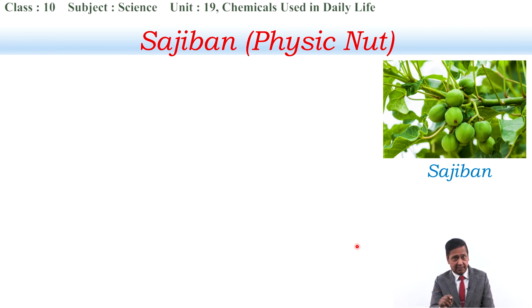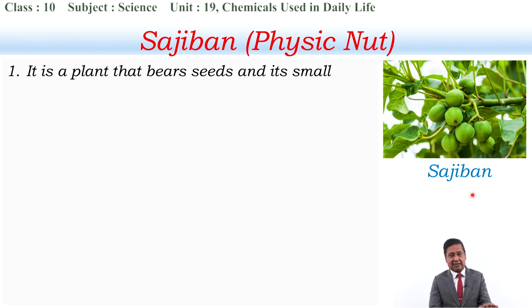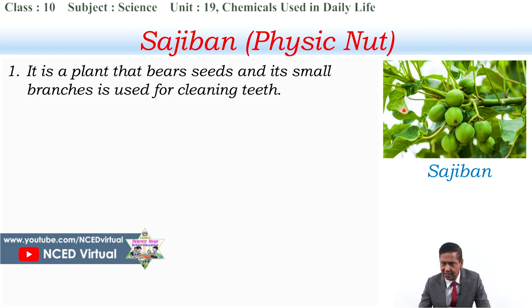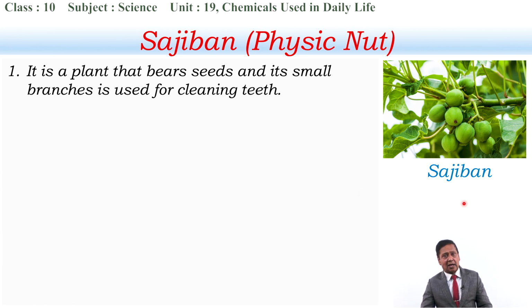This is not edible. We have to be very careful. There is another sajivan which is a vegetable which we eat after cooking. This is a different sajivan. About this sajivan, it is a plant that bears seeds and its small branches are used for cleaning teeth. These small branches can be used in cleaning teeth. In Nepali we say datiun, isn't it? This small branch can be used to clean teeth also.